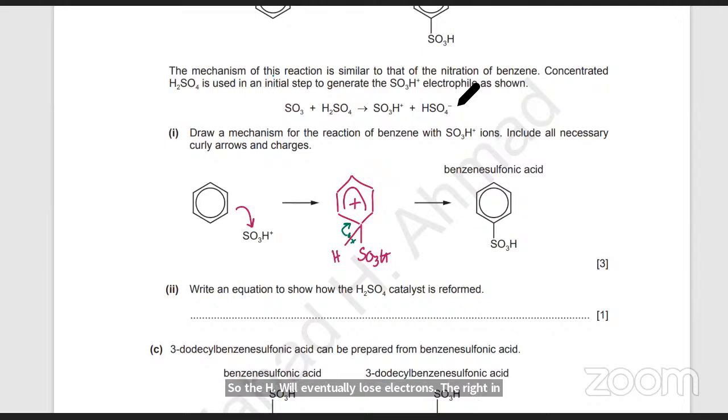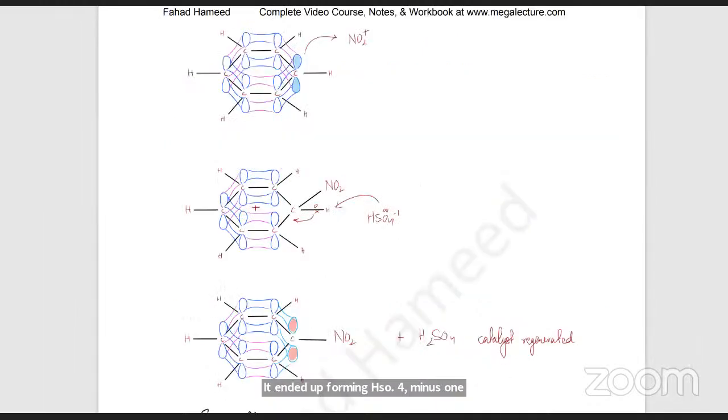So H2SO4 was the catalyst. It ended up forming HSO4 minus one. Or you either take a look at the HSO4 minus one comes in later on. For example, over here, the HSO4 minus one comes in and grabs one of the H's and takes it away and turns it into H2SO4 back again.